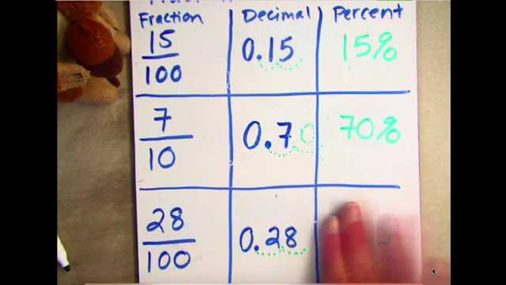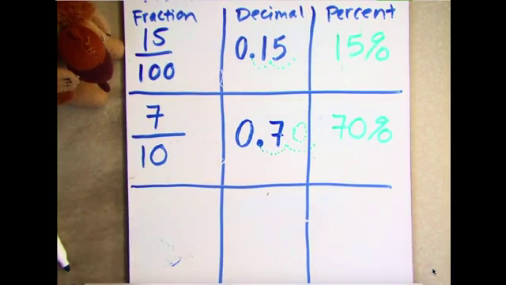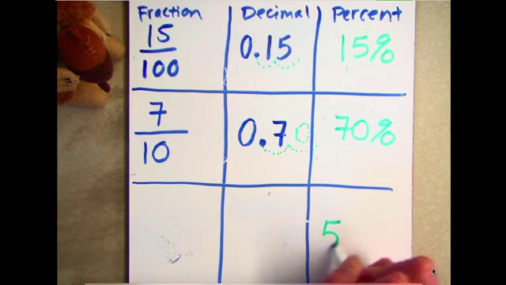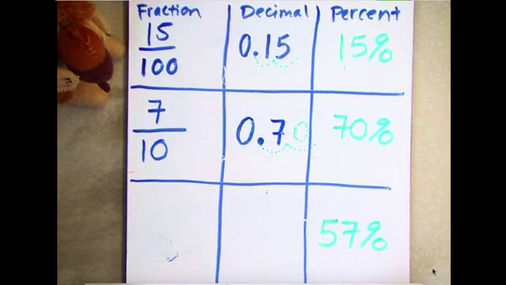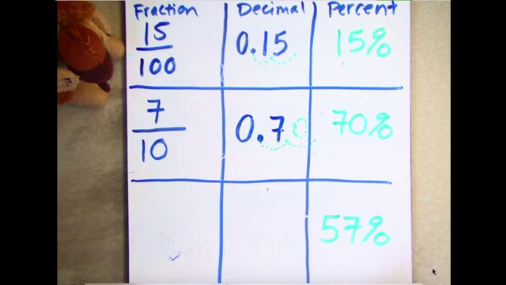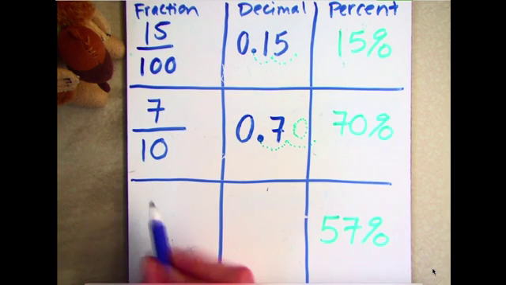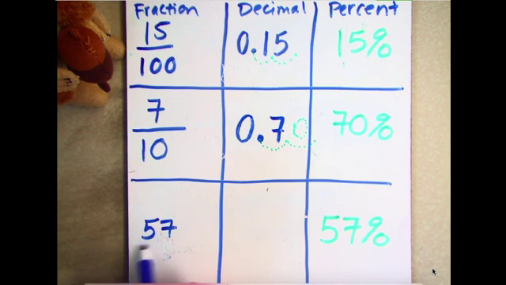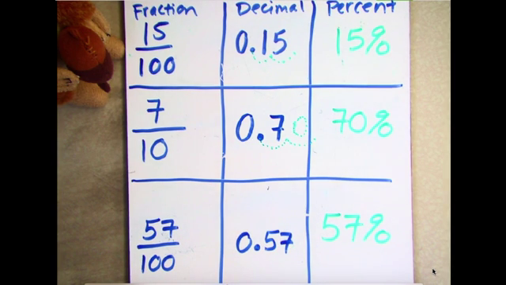Now you can go from percents to decimals pretty easily too. Let's say that you had the percent 57%. Well, you know that 57% is 57 of 100. That's what percent means. It's per 100. So your decimal or fraction, however you wanted to write it first, would be 57 over 100. And then you could write your decimal, 0.57. So you're just kind of working backwards there, okay?